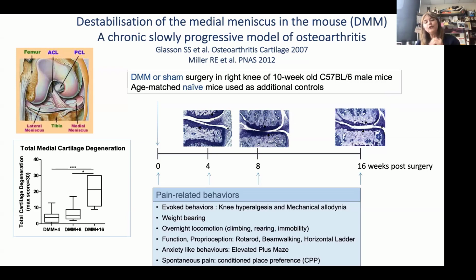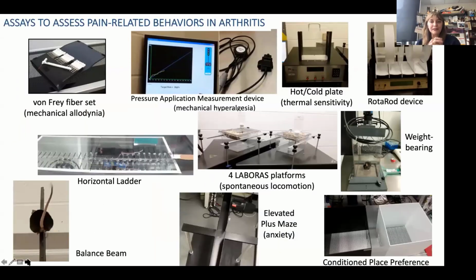So here we can use this slowly progressive model to assess different pain-related behaviors, some of which are listed on the slide. I'm not going to go into any detail here, but we have developed a whole battery of behaviors that we can assess in mice to see if they have changes to their sensitization, to their pain, to their mobility, locomotion, and proprioception. And I will just give you a few examples in the next slide.